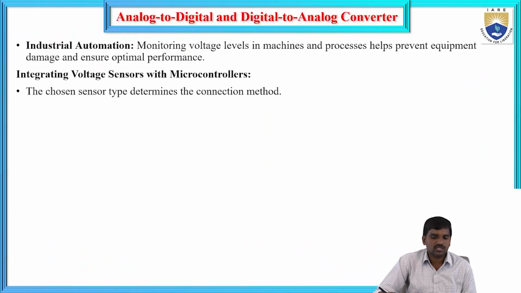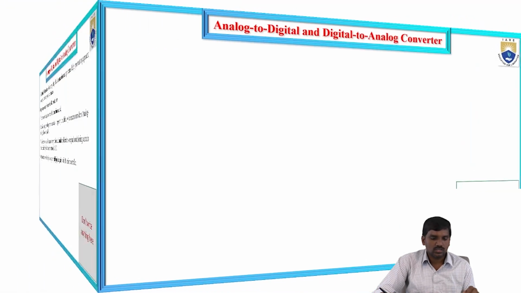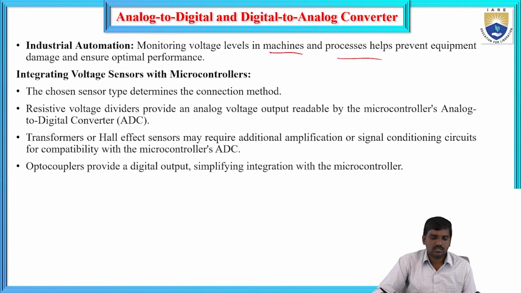And industrial automation also, monitoring voltage levels in machines and processes helps prevent equipment damage and ensure optimal performance. Integrating voltage sensors with microcontrollers: here the chosen sensor type determines the connection method.